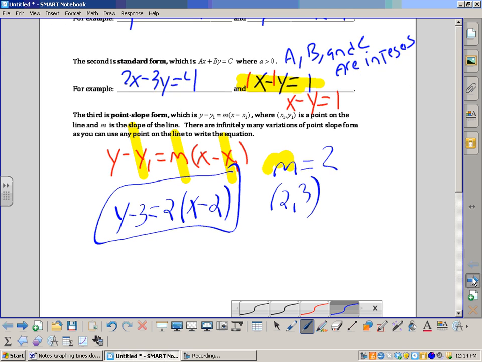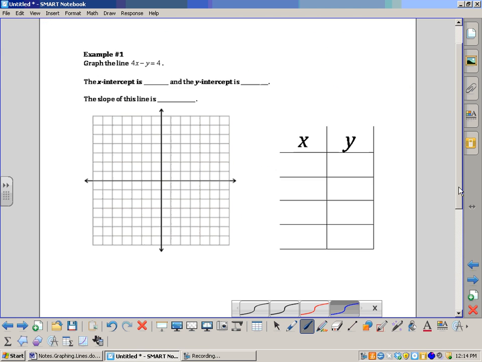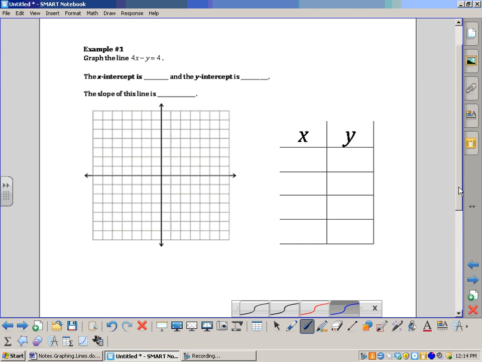Okay, but let's practice this. So example 1, graph 4x minus y equals 4. From standard form, you can totally get the intercepts. The x-intercept is going to be when y is 0. So it looks like the x-intercept is 1. So I will put a dot there at 1. Again, I want to make sure everyone knows x comma y.